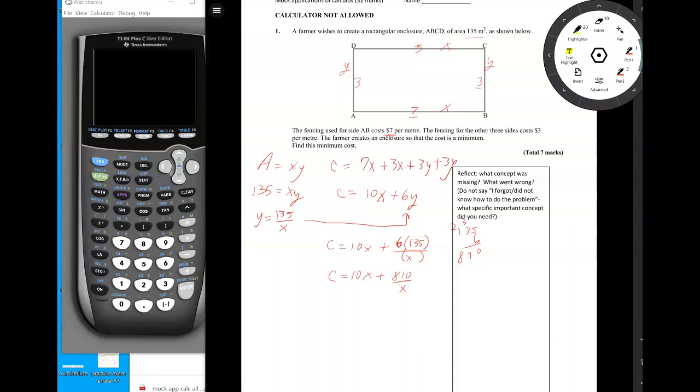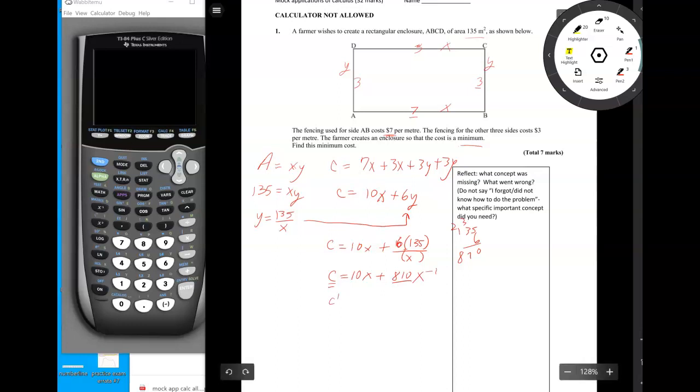What we want to do is we want to minimize the cost. Remember that the way we find minimum points without a calculator, if we had a calculator, we could just do second calc min, we need to take a derivative since we don't have a calculator. So we're going to take the derivative of this expression. I'm just going to rewrite 810 divided by x as 810 times x to the negative 1. And that'll make it easier to take the derivative.